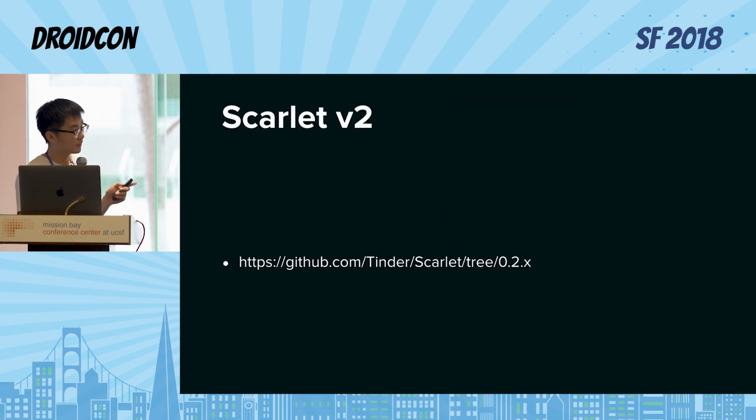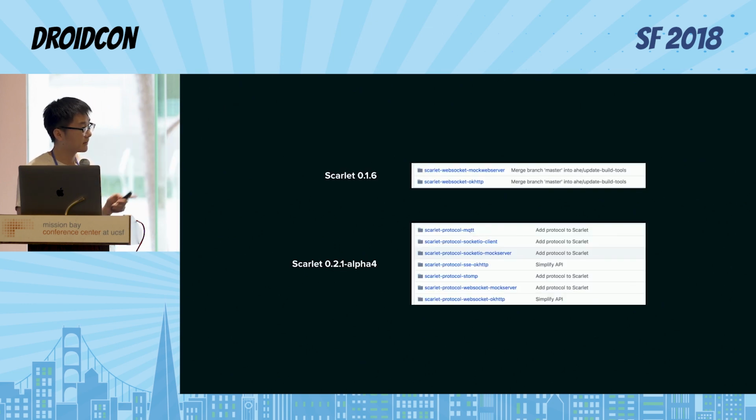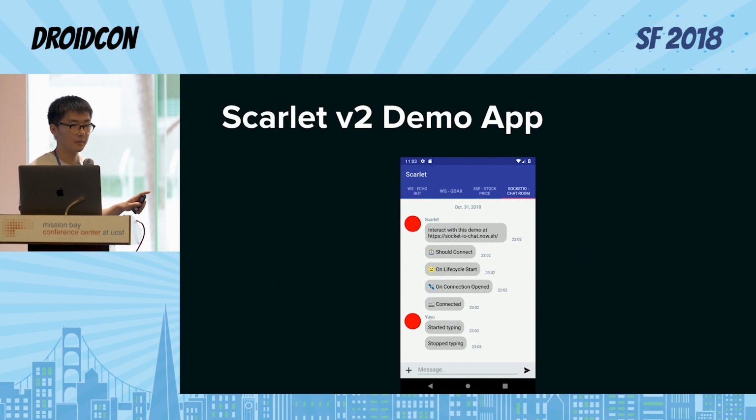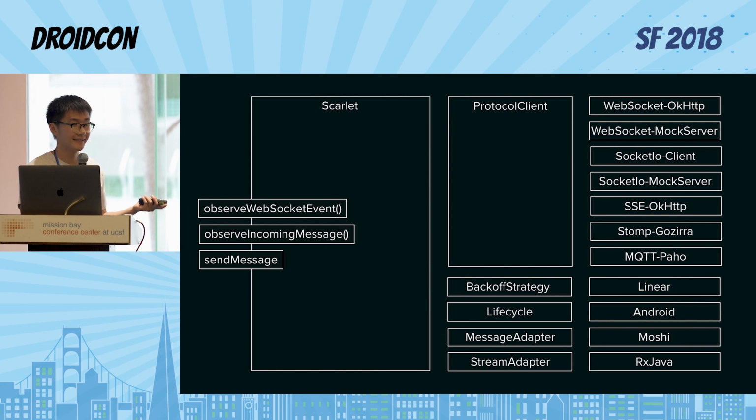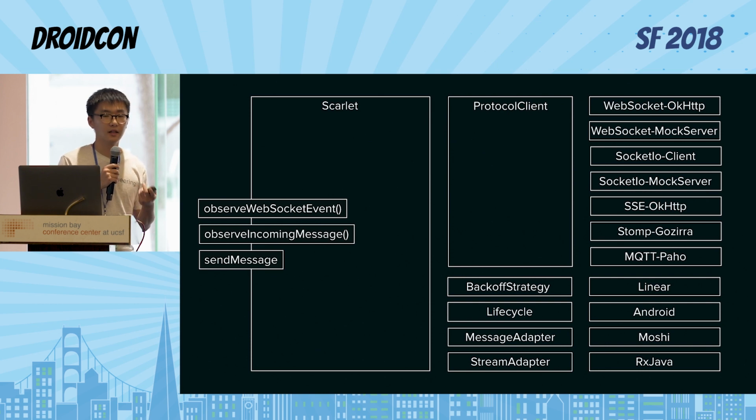Unfortunately, we don't have time to go deeper into the details, but I would love to discuss with you later after the talk. The source code is available on this branch, and it's been published to Jetpack. As you can see, we have different artifacts in V2. And please check out the demo app. We have added server-sent event and Socket.IO to the demo app. Here's a sneak peek into Scarlet v2, and I cannot wait to discuss it with you offline.